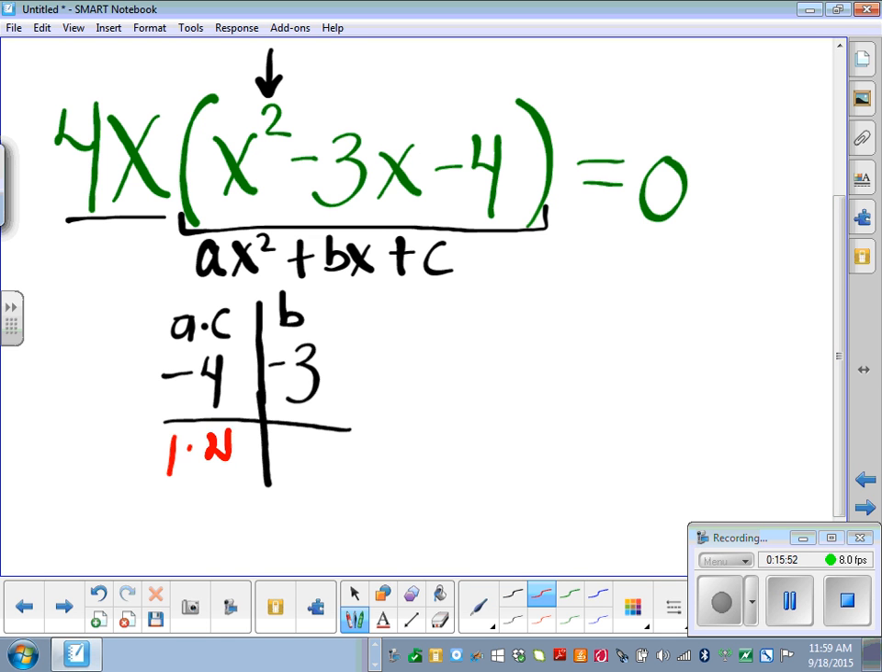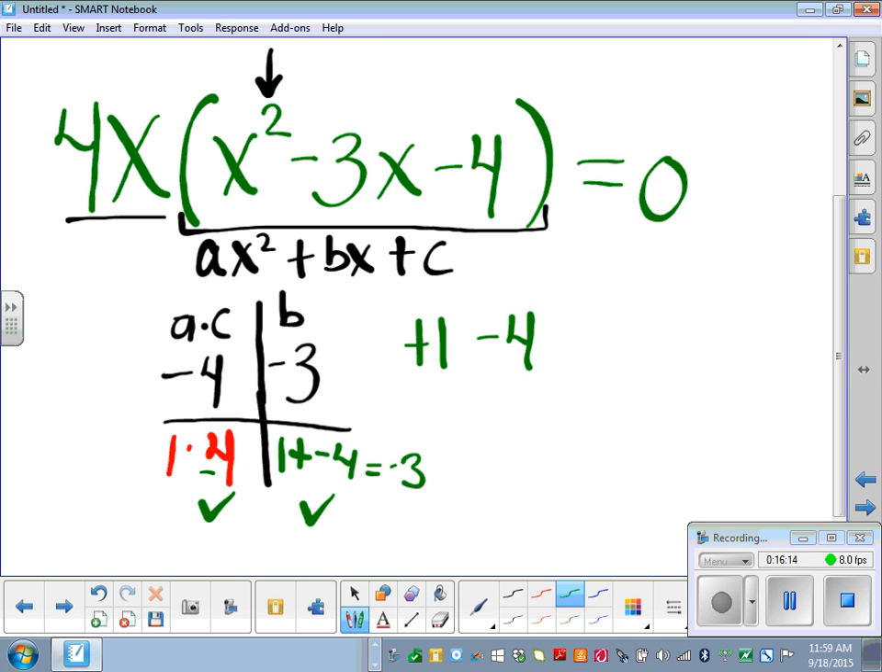So 1 times 4 multiplies to be 4, and we need it to multiply to be negative 4 and add up to be negative 3. So if you look at this, 1 times negative 4 is negative 4, and then 1 plus negative 4 is equal to negative 3. So it works in both cases. So our factors are positive 1 and negative 4. Now we know that we can quick factor this one because in front of x squared is a 1, so it's going to factor to be x plus 1 times x minus 4.